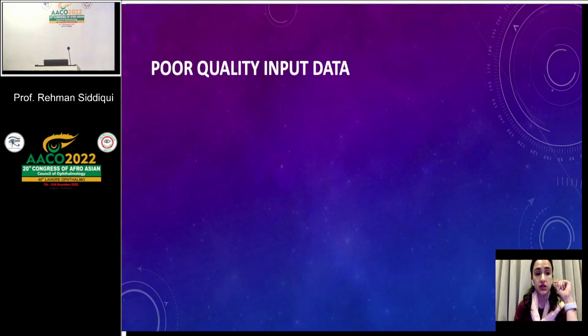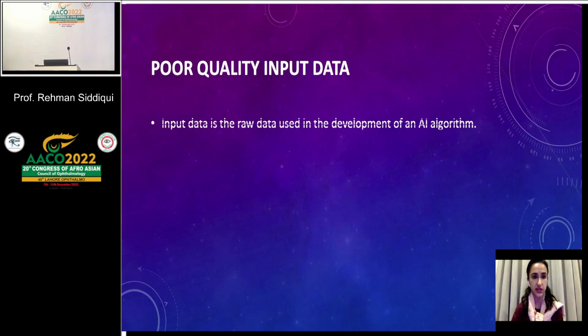So the first bias that we came across that was very prevalent was poor quality input data. Now, what exactly is input data? In order to develop an AI algorithm or an AI system, I have to feed it input data, which is the information that it will use to train itself in order to give certain predictions. Okay, very, very briefly explained.